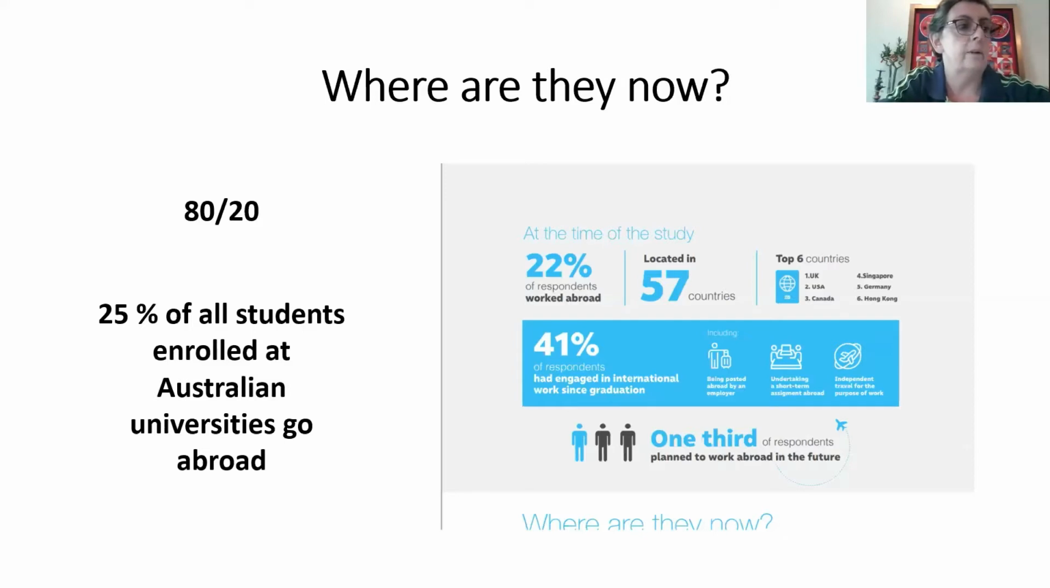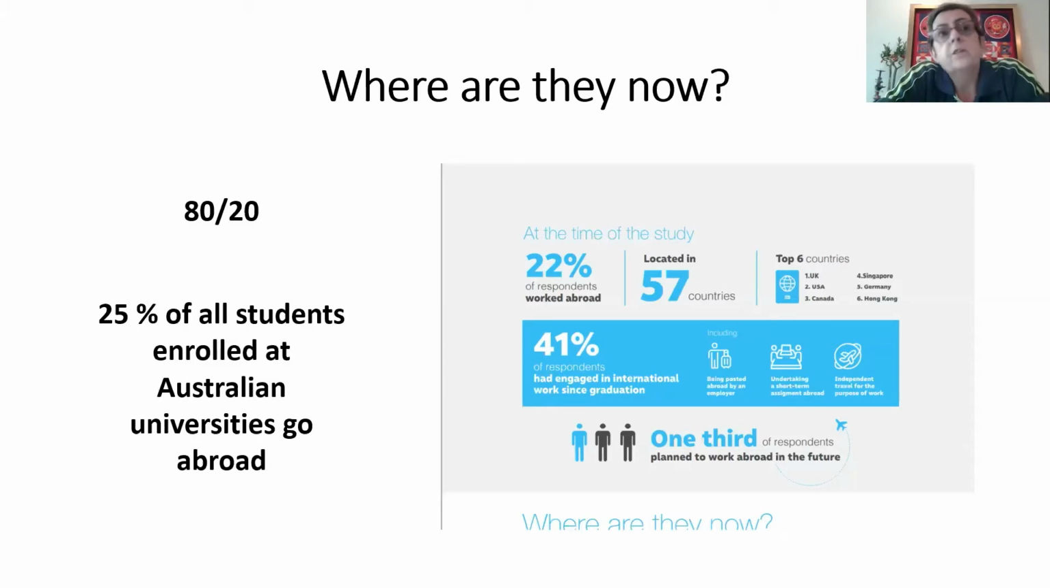Today I was thinking about the 80-20 rule with one of my coaches this morning, and this happened to pop up in a report written by Davina Potts from the University of Melbourne, a national report for IEAA about student mobility. It was a study completed last year, and she's just released it today. Currently about 25% of all students enrolled at an Australian university go abroad. The study showed that 22% of people who had an international experience and responded to the survey have actually worked abroad.